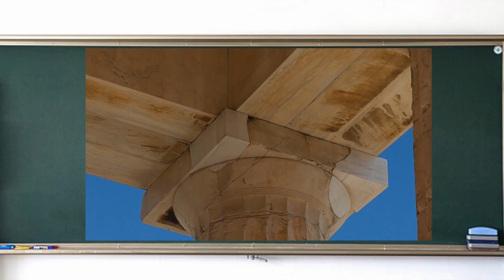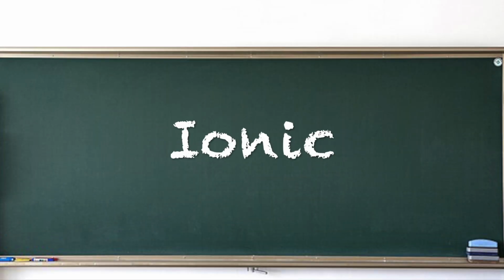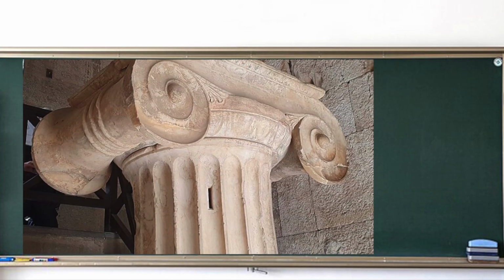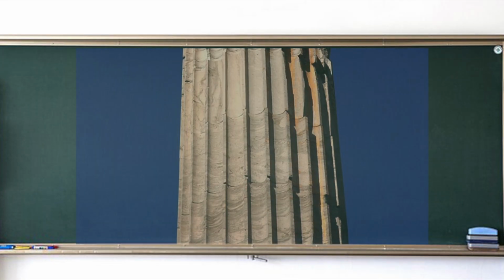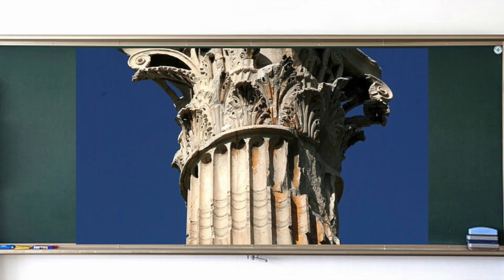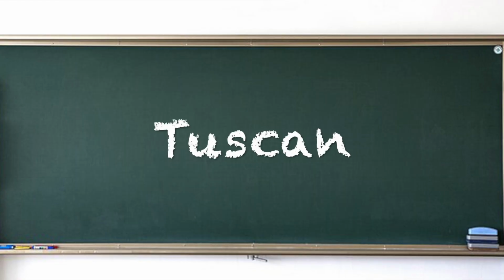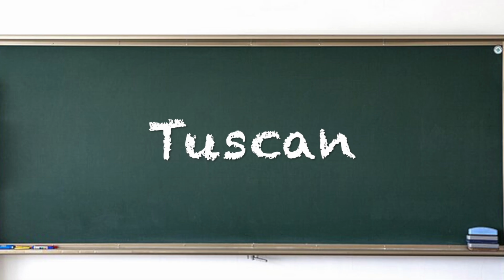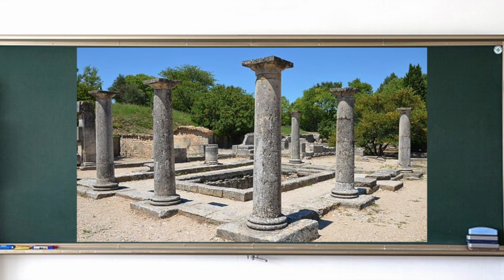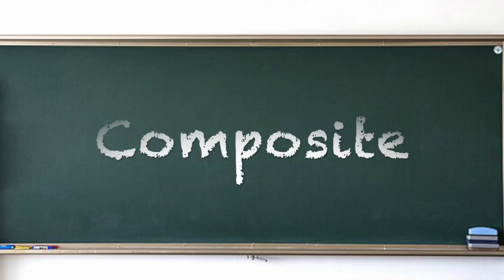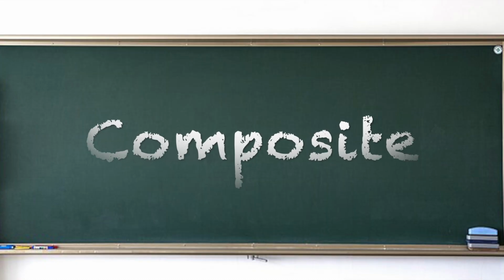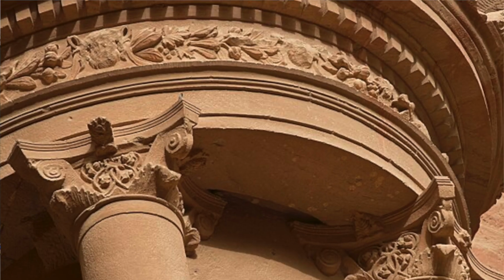The Ionic order is usually considered more elegant. The curvilinear elements of the capital are called volutes. And the Corinthian order is more ornate, detailed with acanthus leaves. 2 additional orders come from classical Rome. The Tuscan order is very simple. You might say of this and the Doric order, less is more. The Roman composite order is more complex, combining elements of the Ionic and Corinthian styles.